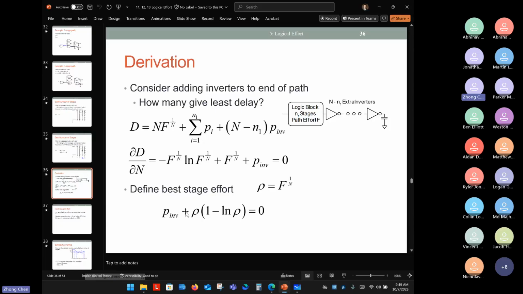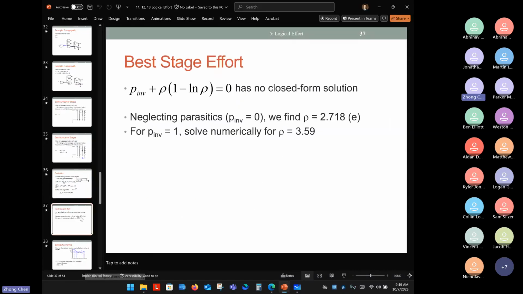So the P inverter plus the f, the bracket 1 over the rho, which is the f, is equal to 0, right? Do some calculation. So let's give a definition of f here. In the end, you should be able to get this equation. The problem here is we cannot have a direct solution for that, right?